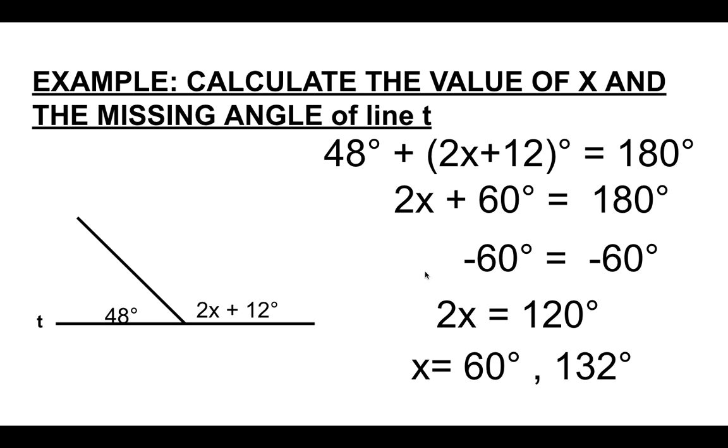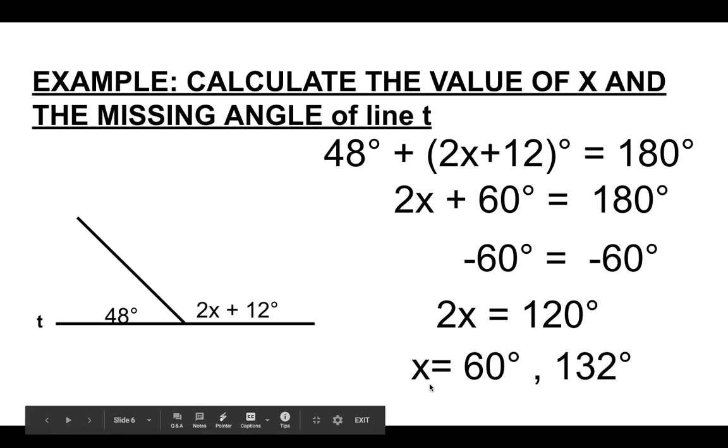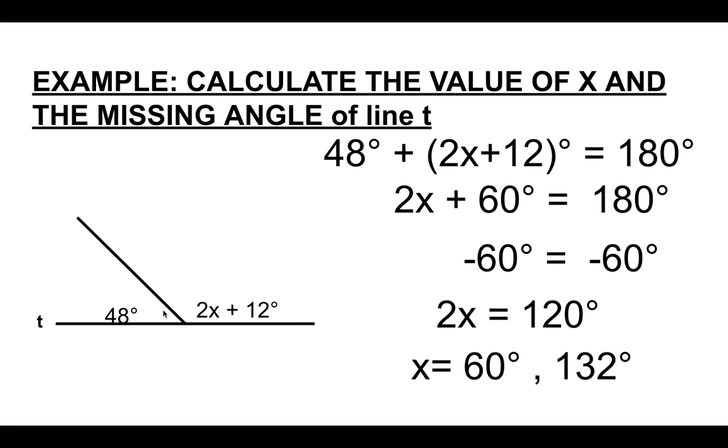And then if I also want to figure out the value of this missing angle here, I can do one of two things. You could substitute your x back into this equation of 2x plus 12, and that'll give you 132. Or, knowing that these two angles have to add up to 180, you could just do 180 minus 48, and that would also give you 132.